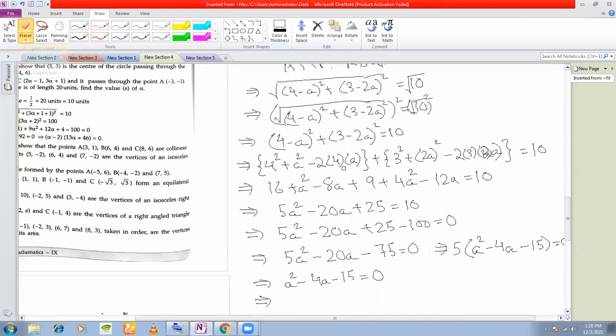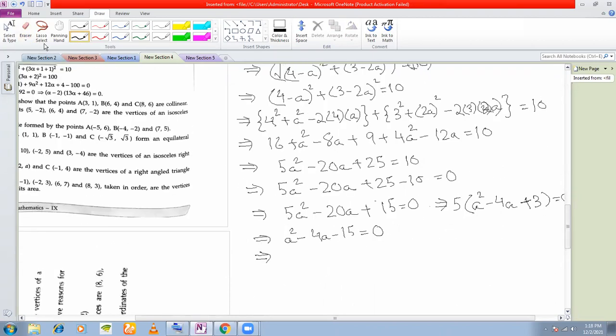Now you take 10 on the left hand side. So it will become 25 minus 10. So this will become 15. That too plus 15. Right? Now again you can take your HCF here. So a square minus 4a, and this will be plus 3. Right? Equal to 0. So now what is the quadratic that you are getting? a square minus 4a plus 3 is equal to 0.